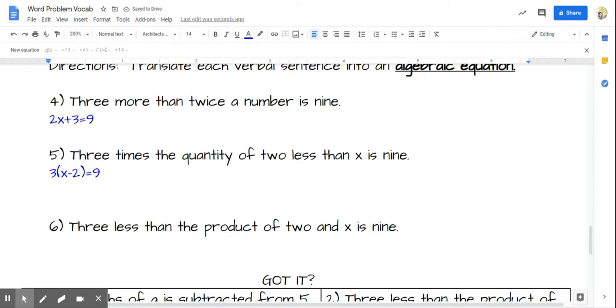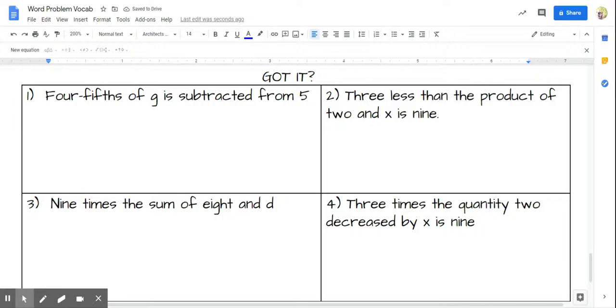Okay, and number 6. 3 less than. Okay, so I'm going to have something minus 3 because less than is a reverse word. The product of 2 and x is 9. So the product of 2 and x is going to be my 2x, and then I have my minus 3 equals 9. Okay, now these 4 questions you're going to try on your own.